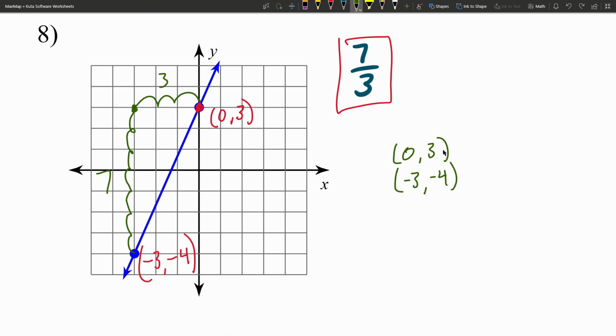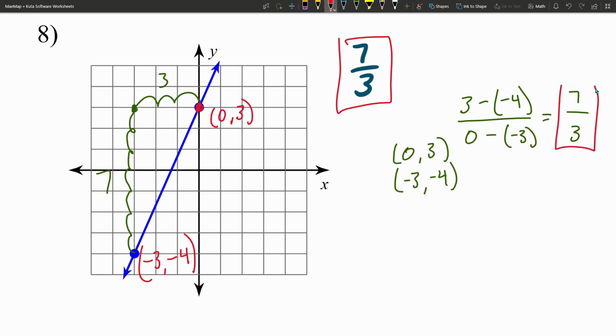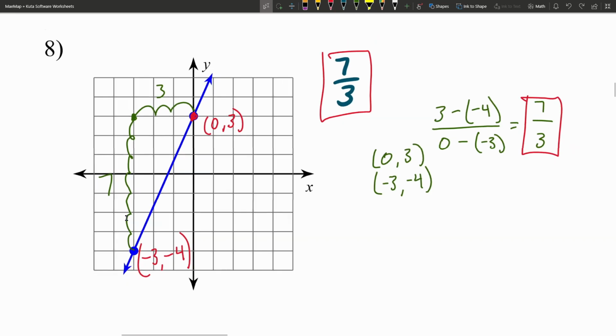So starting with our change in y, we're going to have 3 minus a negative 4, and that's going to be divided by 0, because that's the coordinate that goes with a 3, minus a negative 3. 3 minus a negative 4 is 3 plus 4, which is 7. 0 minus a negative 3 is 0 plus 3, which is a positive 3. So you can see we do indeed get 7/3. And that was without knowing anything over here besides the points. So that leads us right into our second page.